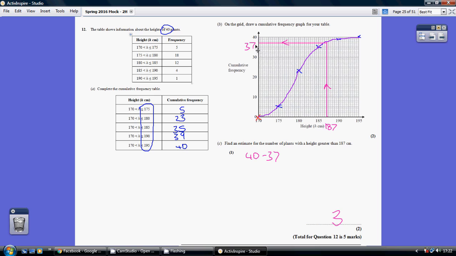Now I'm looking for the number of plants above a height of 187. How many plants are above a height of 187? Is those above 37? 40 take away 37 is 3. 3 plants have a height of greater than 187. In other words, 37 plants have a height of less than 187.